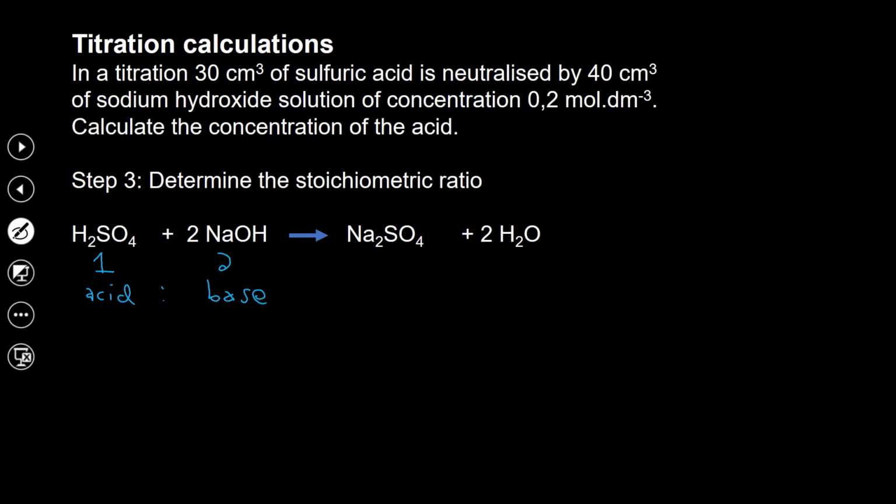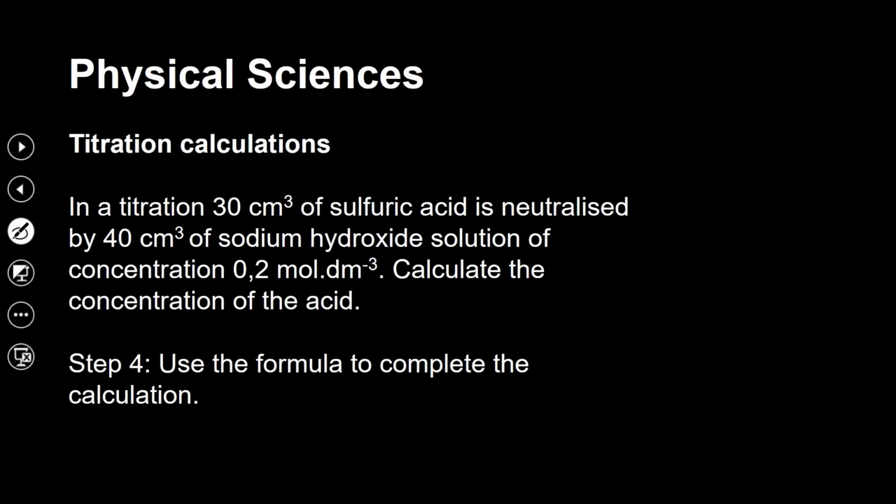This is the fixed ratio in which these substances actually react with each other. So we're mainly concerned about the reactants in this case, right? Now, step 4, we must use the formula to complete the calculation. What does the formula say?